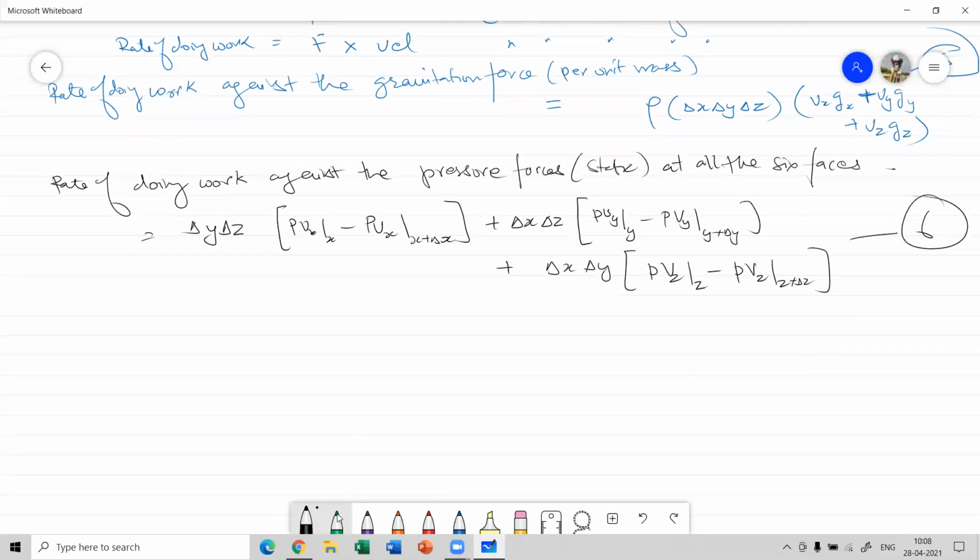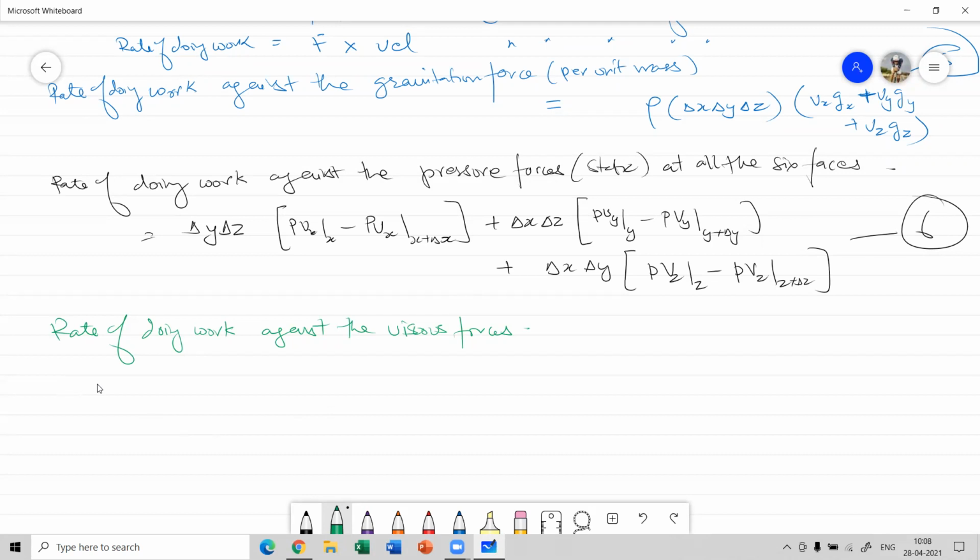Now we have the work against the viscous forces. So the rate of doing work against the viscous forces. The first one, against the gravity forces, is as a whole over the entire volume. When we say pressure forces, we are considering it at the surface level. So all the 6 faces will be considered for the pressure forces, and similarly all the 6 faces will be considered for the viscous forces.